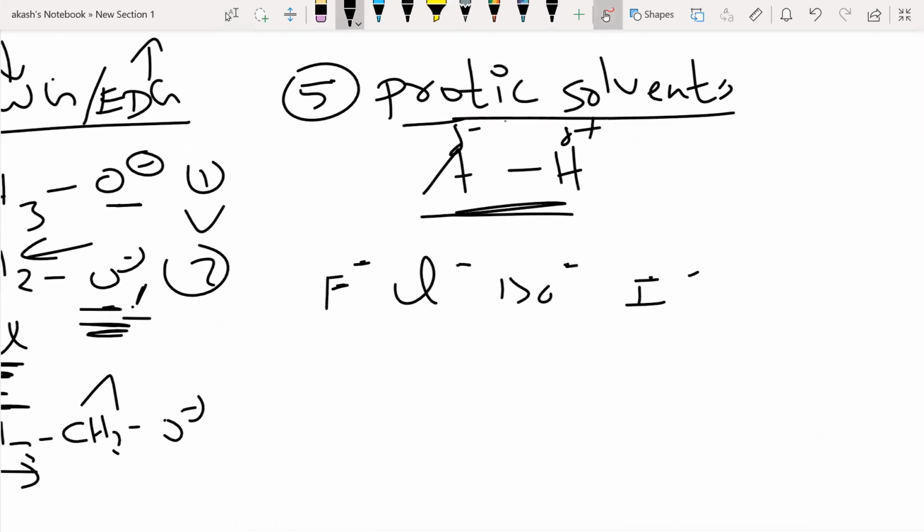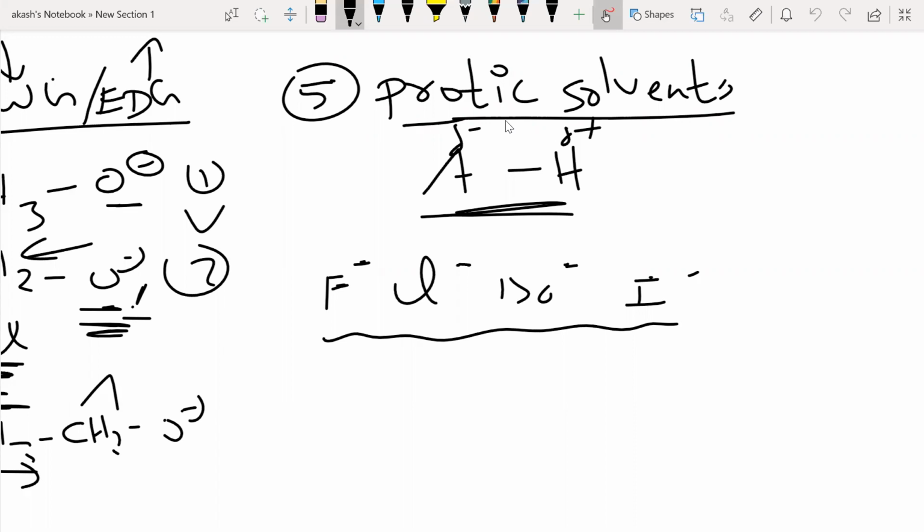Now if I have a protic solvent like water, definitely I am going to have hydrogen bonding. Now think and tell me, guys, among these four anions, which do you think is going to be involved in more extensive hydrogen bonding with water? I'll repeat the question: which ion will undergo more hydration? Hope you know what is hydration.